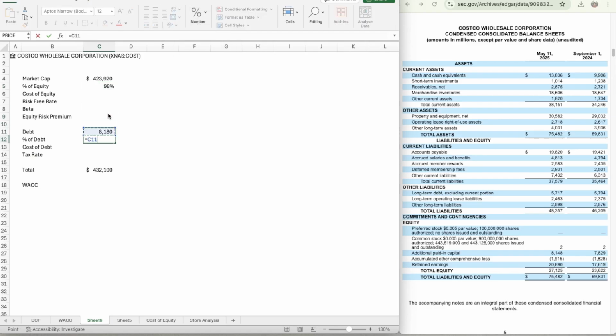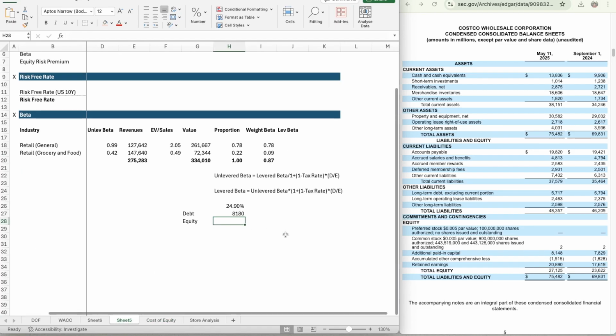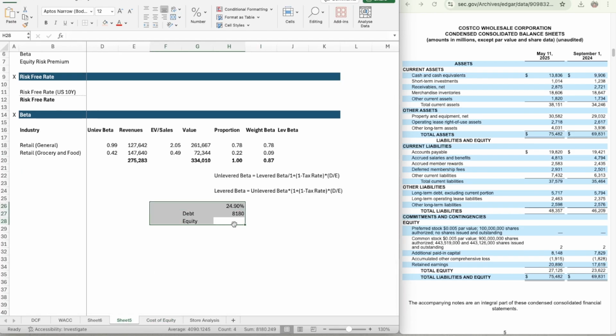Cost percentage of debt. Yes, it's 2%, and what was it? It was 24.9% for the tax rate. So for now, that's all we need, so we can get rid of these. This is all we need whilst we do the unlevered beta calculation, the levered beta calculation, and then we can go back to the other part of building.